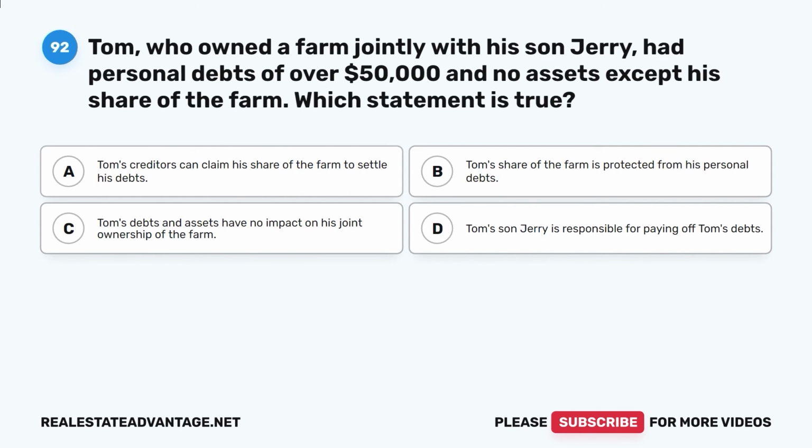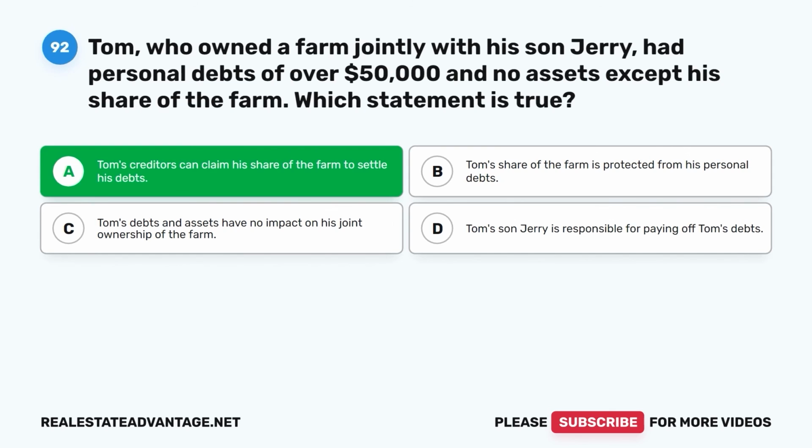Question 92. Tom, who owned a farm jointly with his son Jerry, had personal debts of over $50,000 and no assets except his share of the farm. Which statement is true? A. Tom's creditors can claim his share of the farm to settle his debts. B. Tom's share of the farm is protected from his personal debts. C. Tom's debts and assets have no impact on his joint ownership of the farm. D. Tom's son Jerry is responsible for paying off Tom's debts. The correct answer is A.